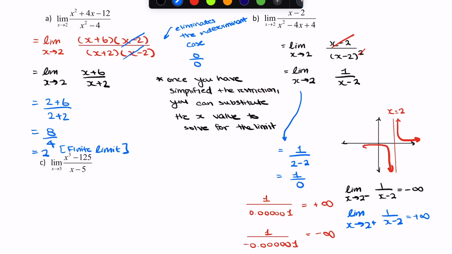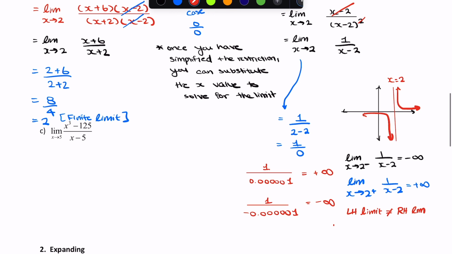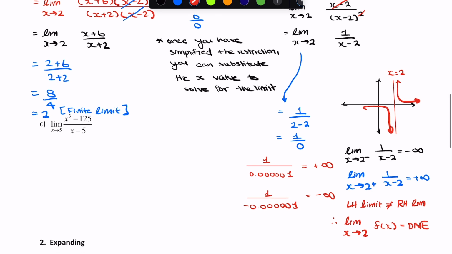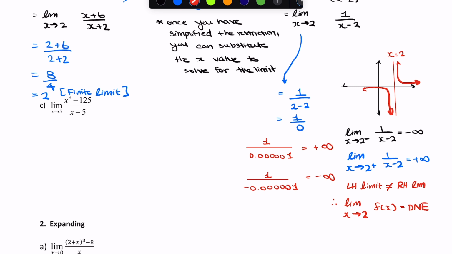And therefore, these two are not the same. So again, we'll write left-hand limit does not equal the right-hand limit. And therefore, the limit as x approaches 2 of f of x does not exist. Okay, and this is what we call an infinite limit.